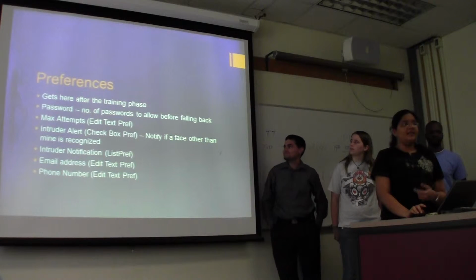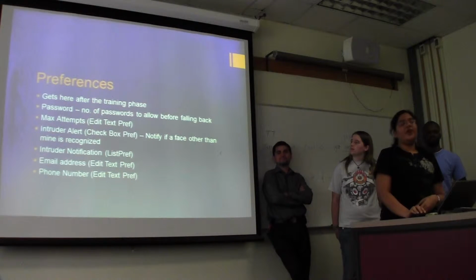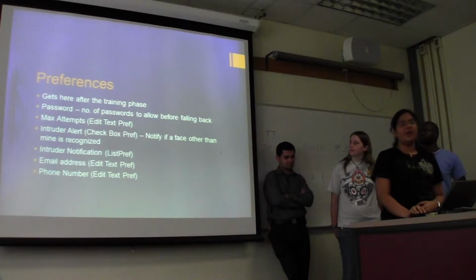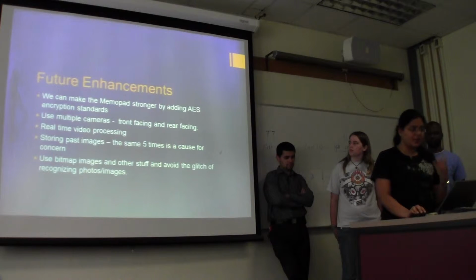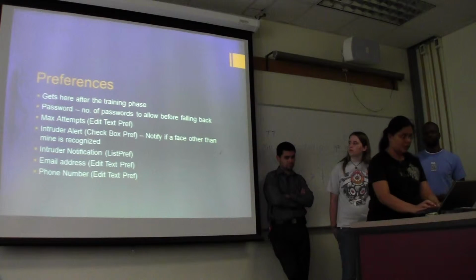Preferences, these are the preferences that you can set. You have a lot of preferences, like the number of images that you want to train on. Right now, I think the limit is 4. You have to have 4 images before you can train your app to recognize you.